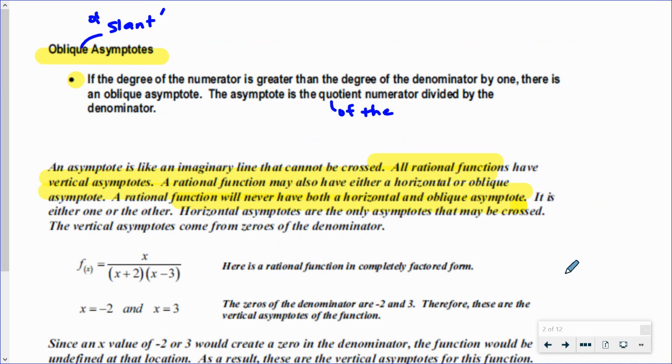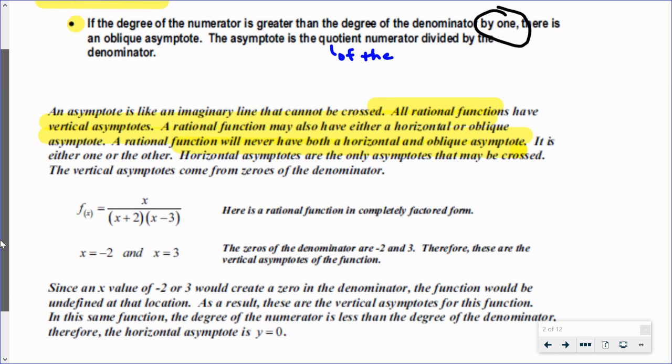Okay, and last, if we're talking about oblique asymptotes, if the degree of the numerator is greater than the degree of the denominator by 1, then there's an oblique asymptote. The asymptote is the quotient of the numerator divided by the denominator. The quotient of the numerator, I should say. So we're going to look at a few examples of calculating asymptotes.